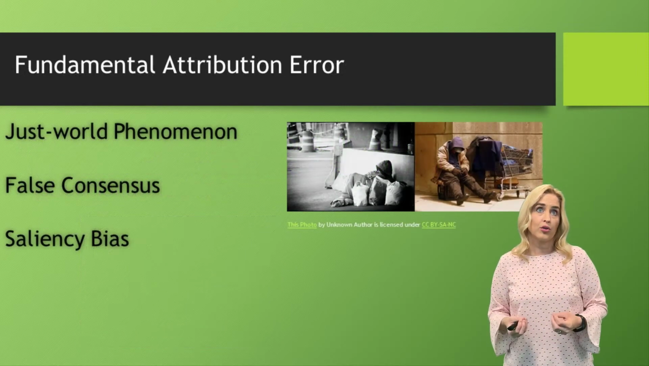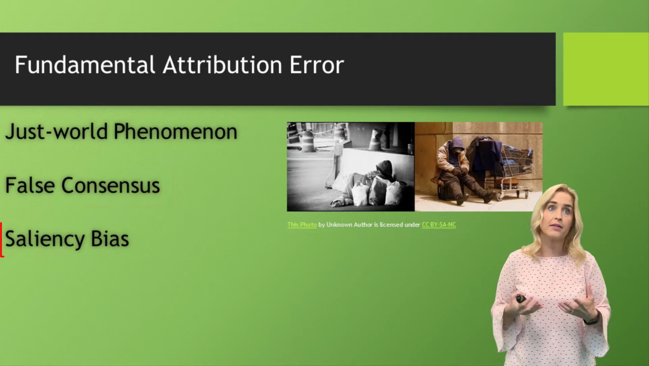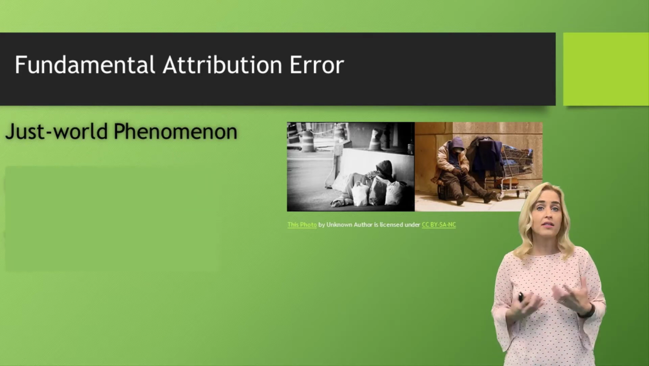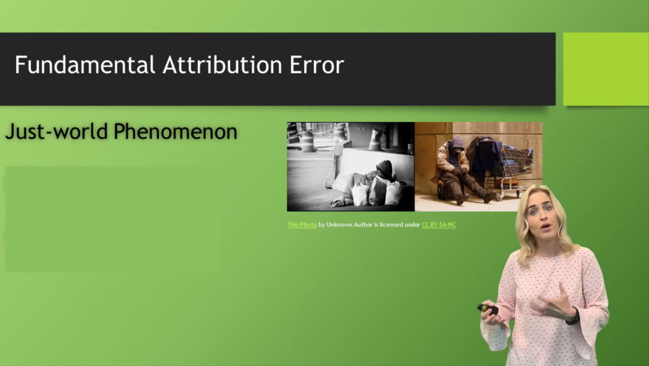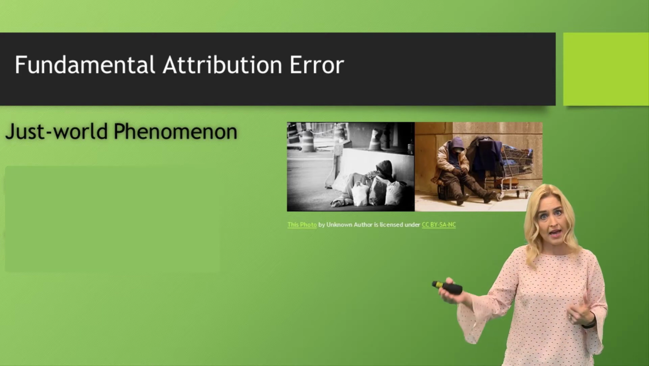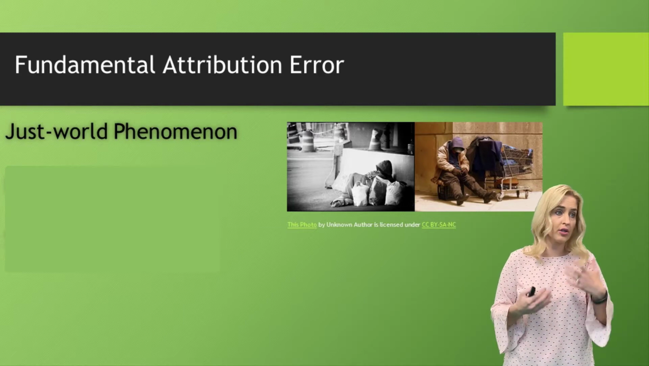This is related to a just world phenomenon, false consensus, and saliency bias. Now, just world phenomenon is we want to live in a just world. We want to believe that people get what they deserve. So this is where we think that someone's actions or something within them has caused this situation and their behavior that they're in.